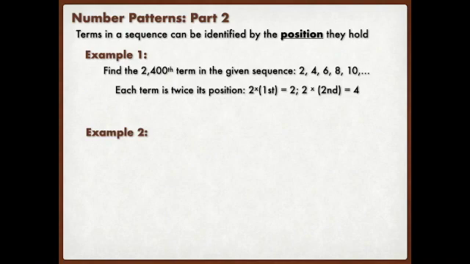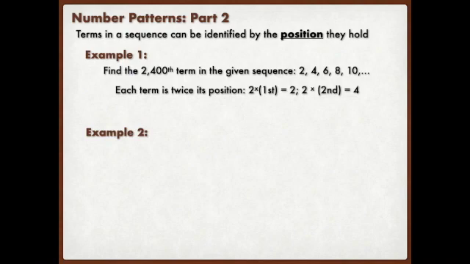If the question is find the 2,400th term, there's no way I can do that off the top of my head and go 2, 4, 6, 8, 10 and write that out up until my 2,400th number. Okay, I can't do that. The focus here is that it's communicating by position. Find the 2,400th term, okay, the 2,400th position. So the focus here is we are multiplying by the position held.